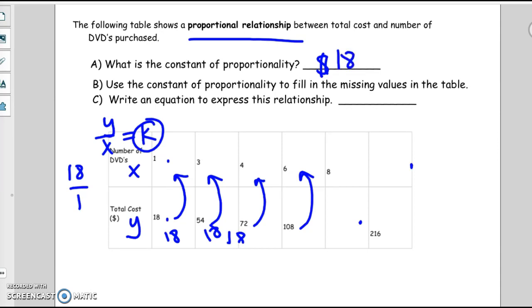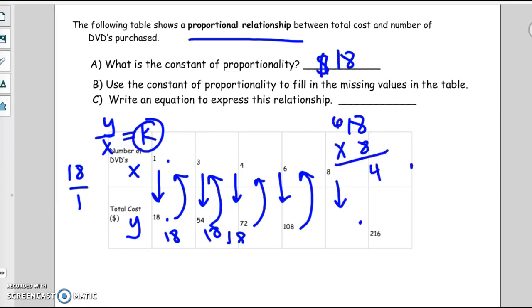Then it says, use the constant of proportionality to fill in the missing values in the table. Well, if I know that 18 times 6 is 108, and I know that 18 times 4 is 72. I know 18 times 3 is 54, and 18 times 1 is 18. Then I can just do 18 times 8 to figure out what my missing number is here. Because that's your constant, and if that's how much for 1, it's just like your unit rate that we've been talking about too. 8 times 8 is 64. 8 times 1 is 8, plus 6 is 14, so that's 144. So if you bought 8 DVDs, it would cost $144.